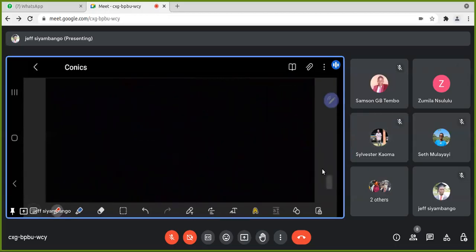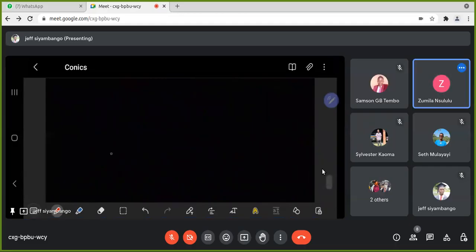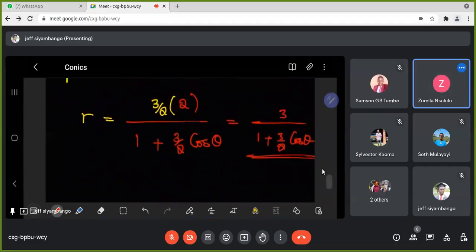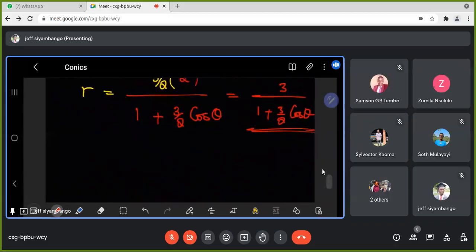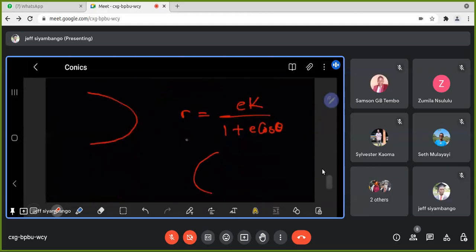We can even look at it. That's the opposite. No. The one that opens like this has R equals EK over 1 plus e cos theta. Then the one that opens like this, so it will have a directrix somewhere here, is going to have EK, then minus here.